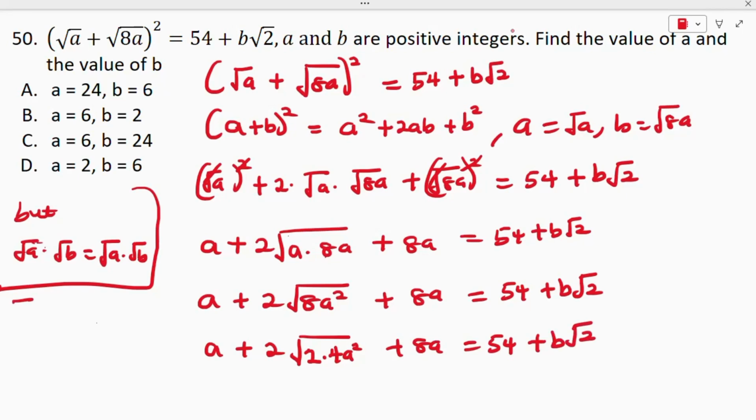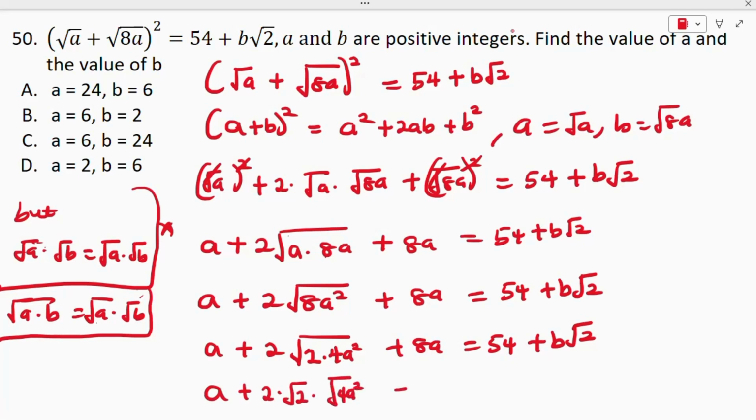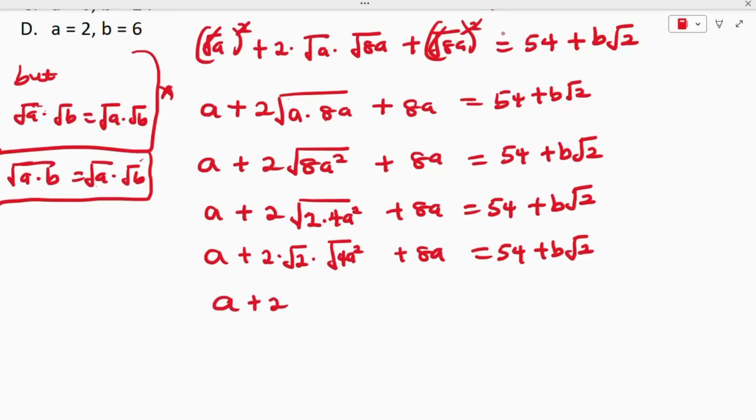But we know that the root of a times b equals the root of a multiplied by the root of b. Sorry about this, this is the correct expression. So we have a plus 2 multiplied by the square root of 2 multiplied by the square root of 4a squared, plus 8a, equals 54 plus b root 2. So we have a plus 2 root 2 multiplied by the square root of 4a squared. The square is going to cancel the root, and the square root of 4 is 2, so we have 2a, plus 8a equals 54 plus b root 2.